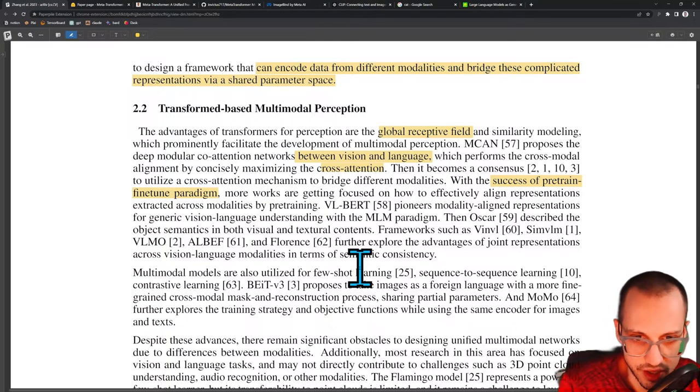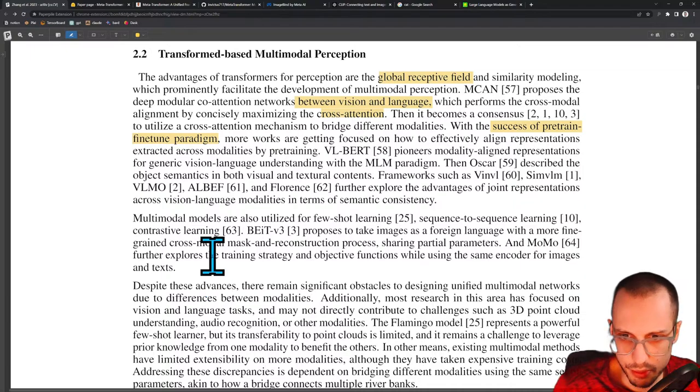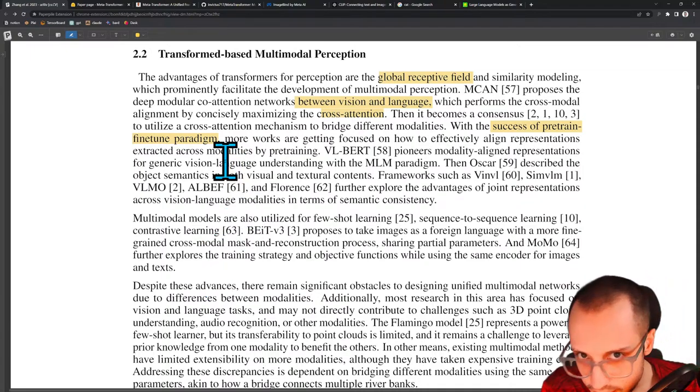Thanks, Christopher, for the explanation there as well. Momo further explores training using the same encoder for image and text.